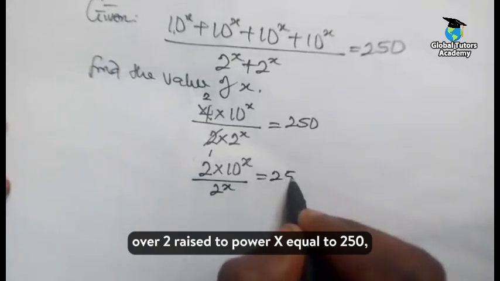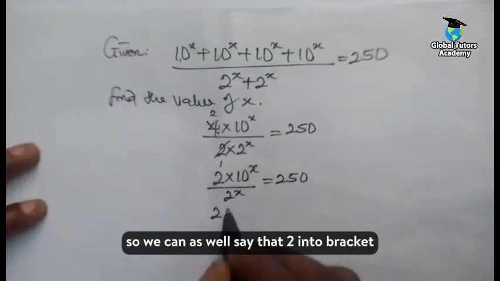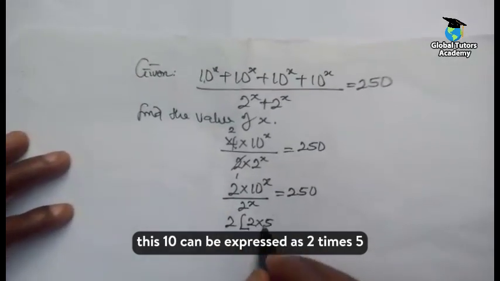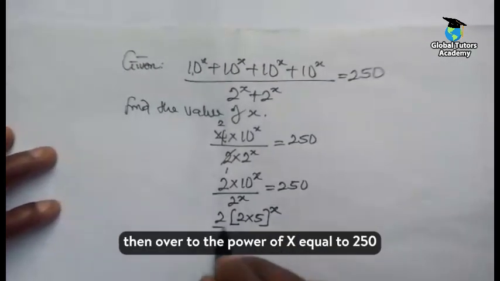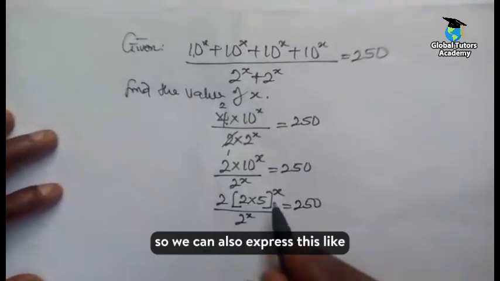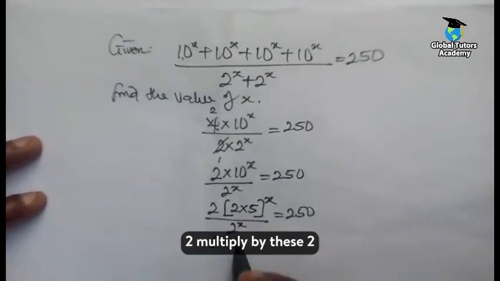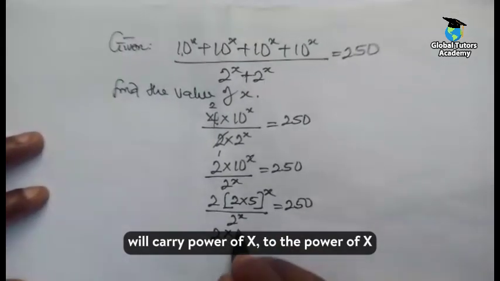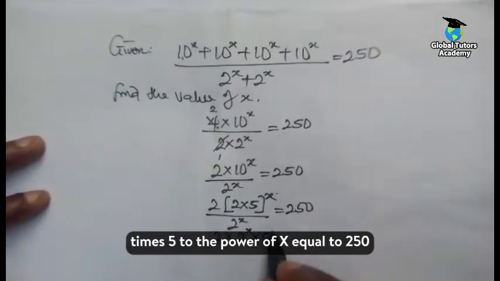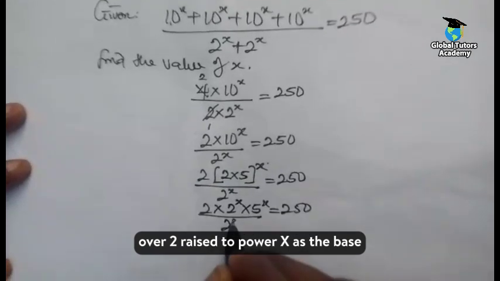equal to 250 here. So we can as well say that 2 into bracket, this 10 can be expressed as 2 times 5 all to the power of x, then over 2 to the power of x equal to 250. So we can also express this as 2 multiplied by 2 to the power of x, times 5 to the power of x, over 2 to the power of x as the base, equal to 250.